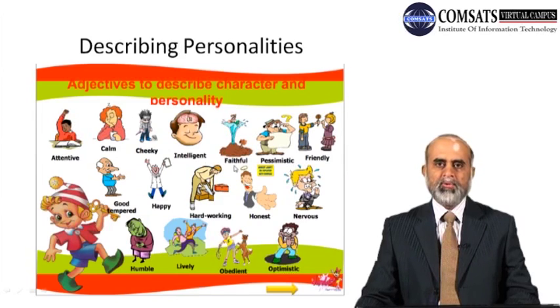Then you have some people who are faithful, you can rely on them. The next word, pessimist. Pessimistic is what we learned in the previous lecture. There was a joke about pessimism. So pessimistic is someone who always looks at the dark side of reality. Friendly, I don't need to explain it. Good-tempered. Good-tempered means someone who has got a very positive attitude and who meets people with a smile on his face, and he is always amusing.